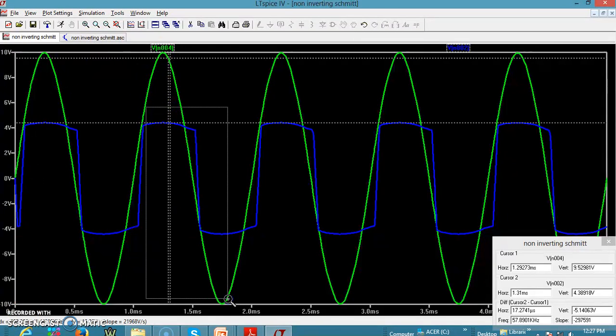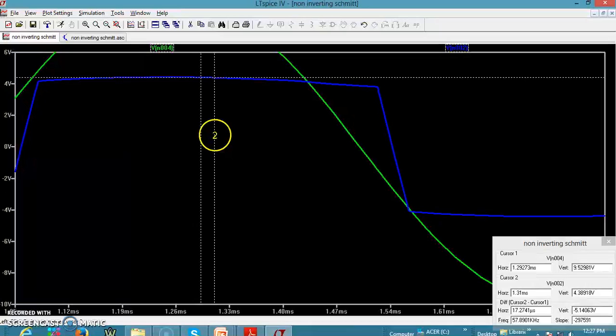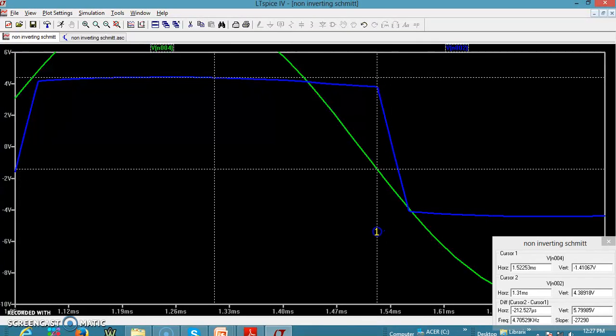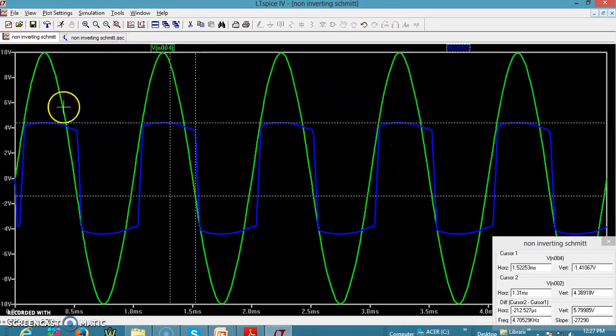Care should be taken. While calculating VTL or VTH, we have to move along the plot on the input graph and find out at what input voltage the output starts making a transition from plus Vsat to minus Vsat. In this case, it is minus 1.4, which is the VTL. We can simultaneously find VTH. To find VTH, let me go back and find where it is making a transition.